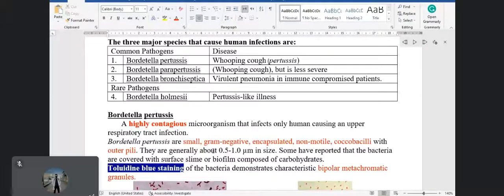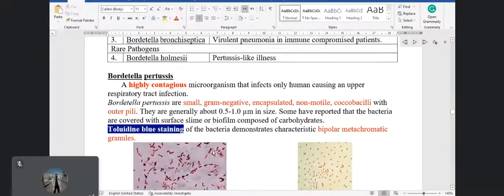Bordetella pertussis is a small, gram-negative, encapsulated, non-motile coccobacillus. There are certain species of Bordetella which are actually motile. The lovely thing is that when we stain it with toluidine blue stain, it gives us a bipolar metachromatic granule. Other bacteria also give the same bipolar metachromatic granule, but we won't mention them now so you don't get confused. So with toluidine blue stain it gives me a bipolar.